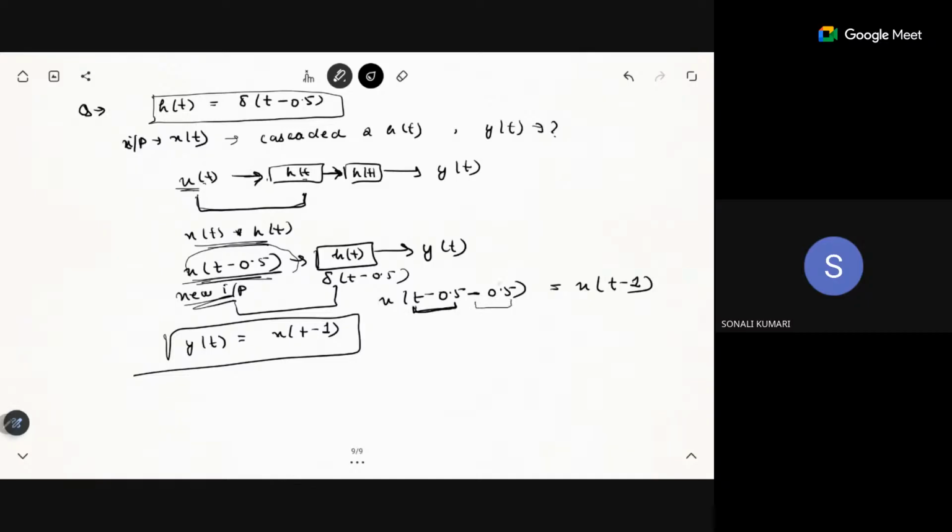So this is again shifted by t naught. So we are getting this final output. We're using just the property and placing the results.